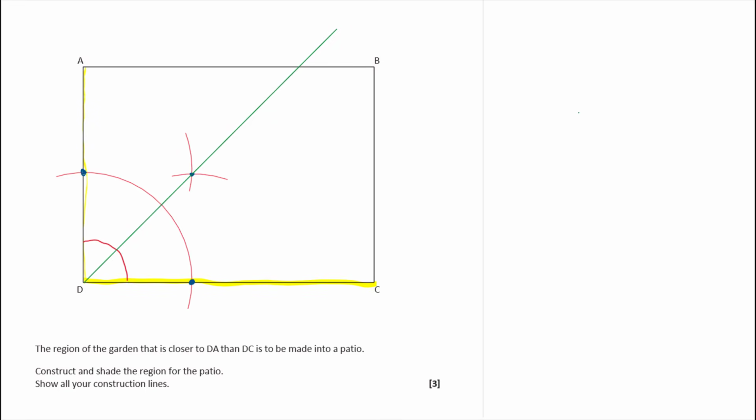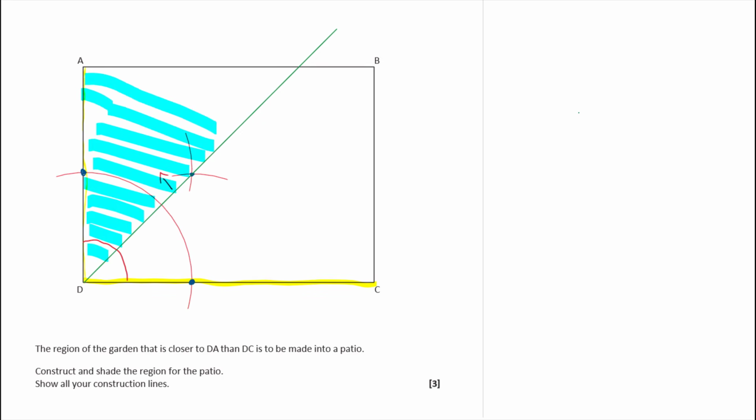Now we actually want the region of the garden that is closer to DA. So we want the area that is closer to this line than this line. What do we need to do? Shade the region where the patio is. So in other words, I want this part. Okay, so this is the part that I then need to shade.